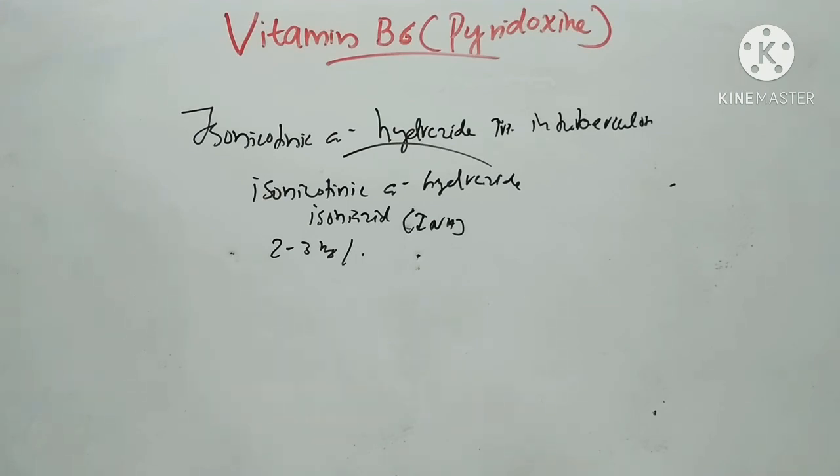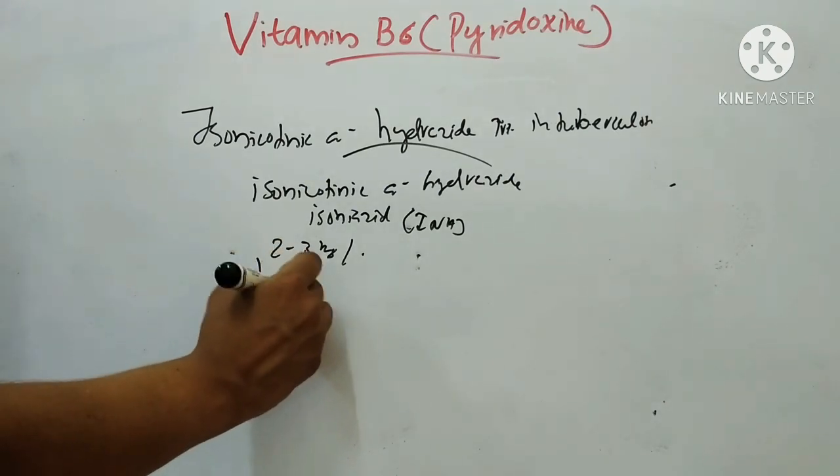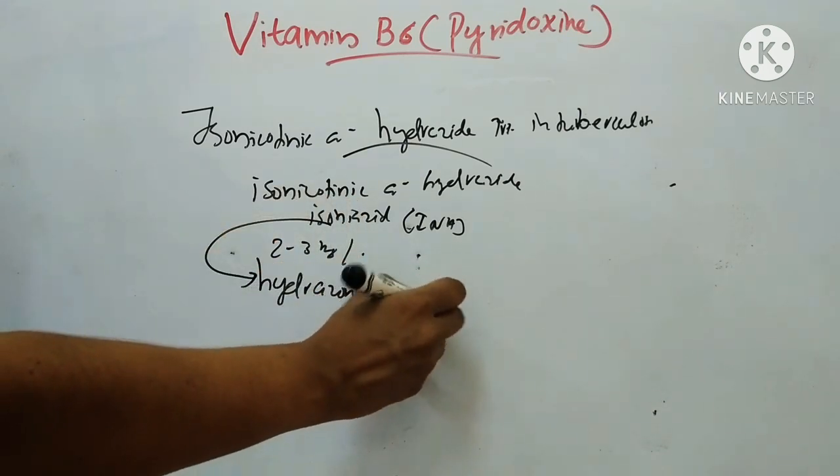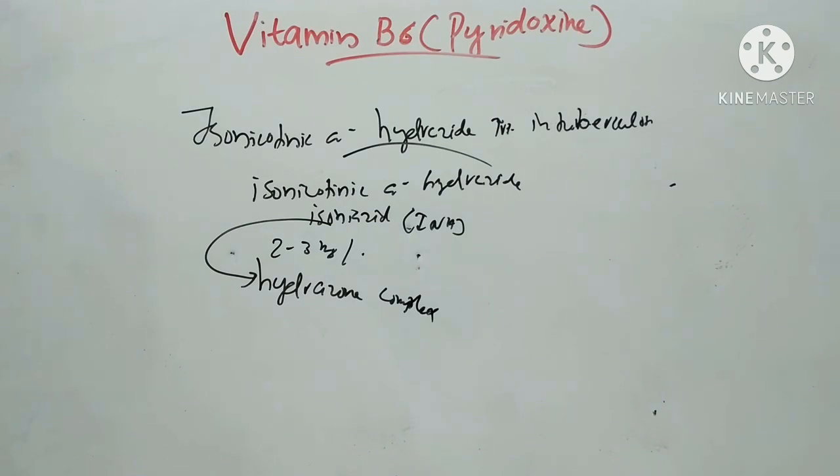Tryptophan metabolism was also altered, with increased xanthurenic acid excretion in urine. Signs and symptoms were alleviated by administration of pyridoxine to these patients. 50 mg of pyridoxine per day completely prevents the development of neuritis and neuropathies. Isoniazid forms a hydrazone complex with pyridoxine, resulting in incomplete activation of the vitamin.